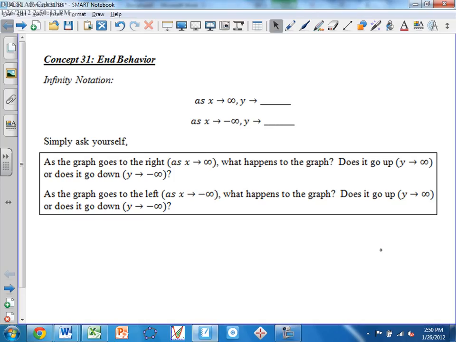Problem today. We're going to start concept 31. It's called end behavior. Now, it's extremely important that you remember that it's called end behavior, because when we go over these examples, you have to remember to look at the end of the graph. Okay, the end of the graph.